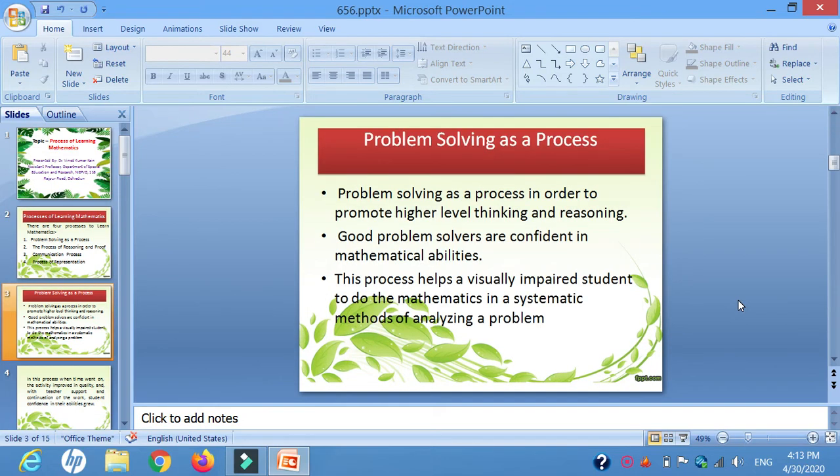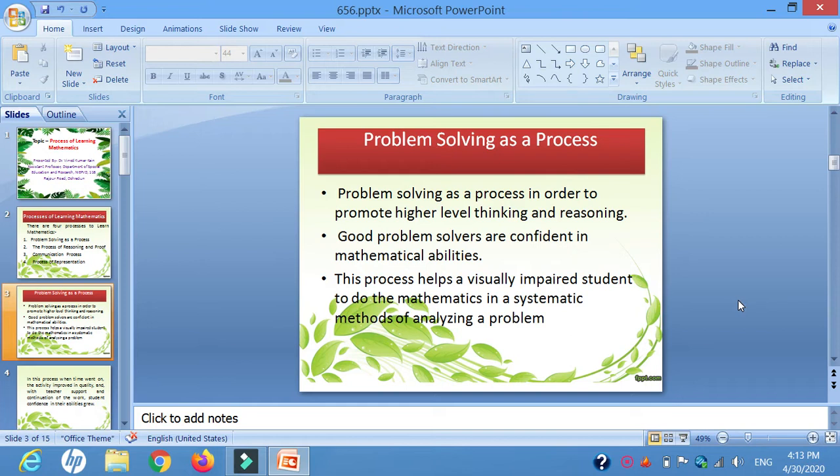Problem solving as a process, in order to promote higher level thinking and reasoning among children with visual impairment. Good problem solvers are confident in mathematical abilities, how to deal with mathematical problems, and where the mathematical concept should be used. It can be defined in this process.